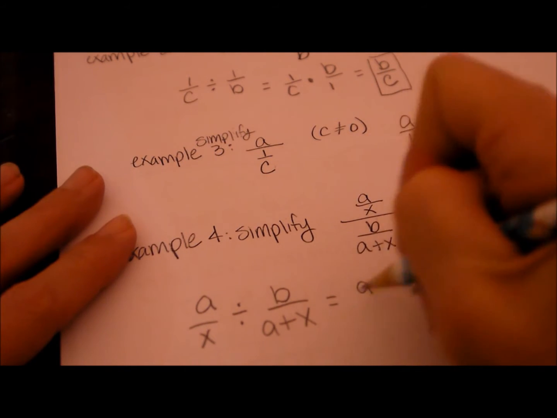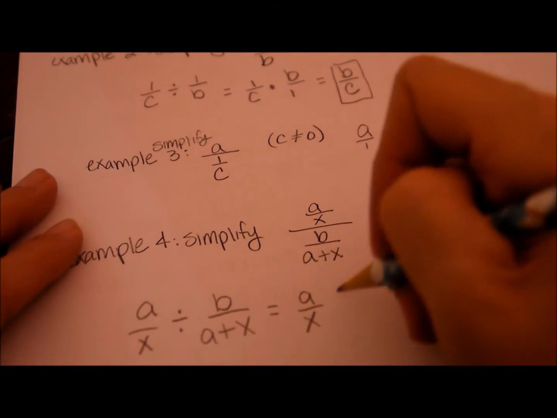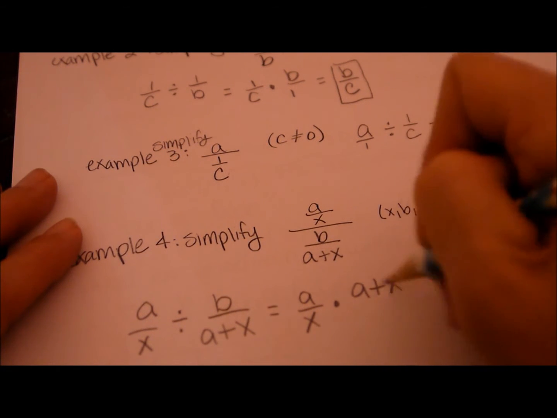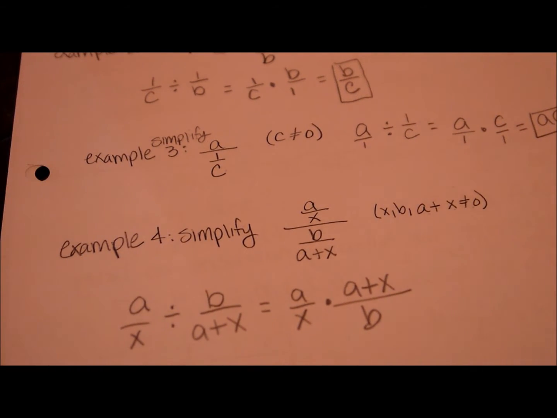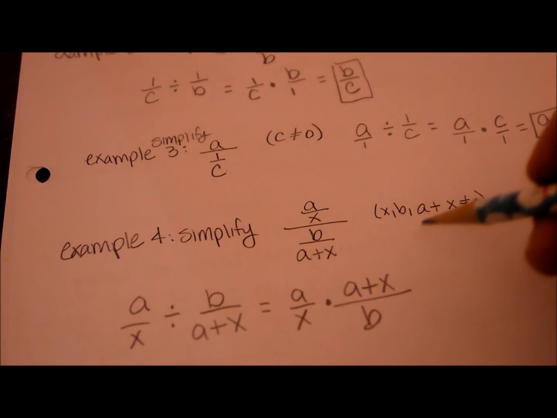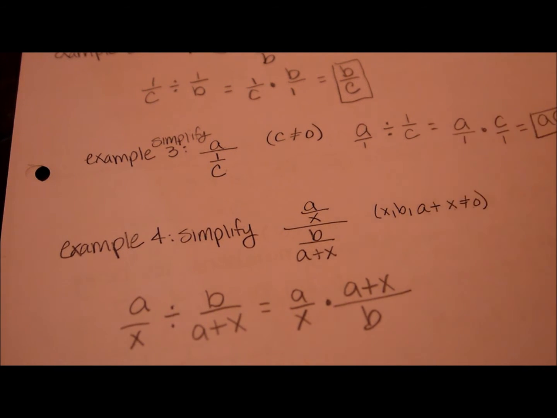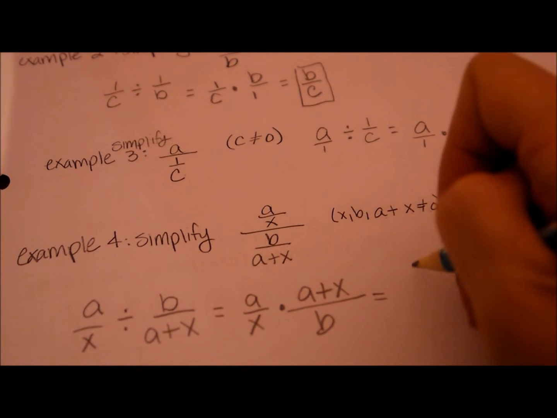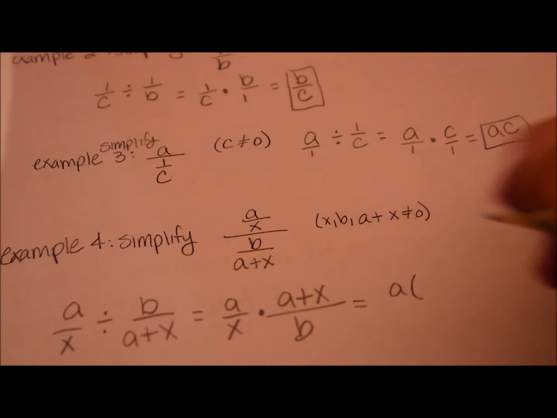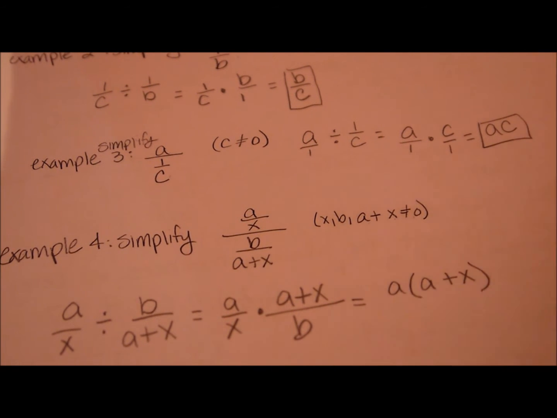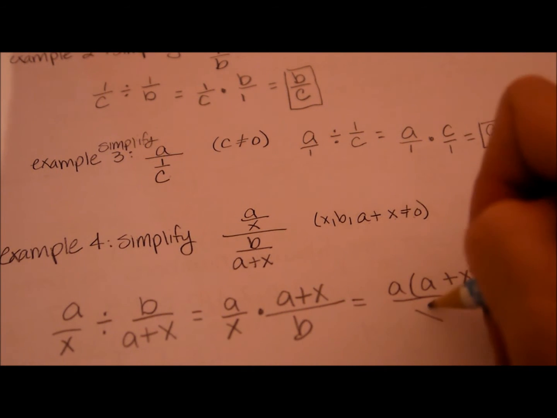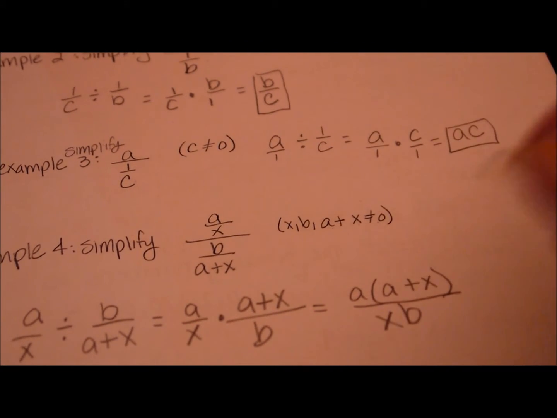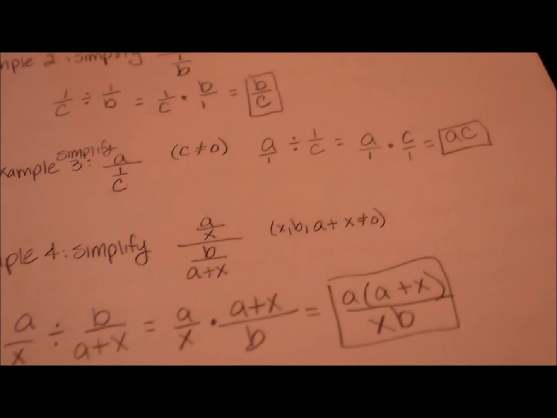Which is the same as a over x times the reciprocal. Let me just flip it, invert it. Now we can multiply all those together, and the book leaves it like this. We just put parentheses here, a plus x over xb. Or you could put it over bx if you are really particular about alphabetical order. The book leaves it as xb.